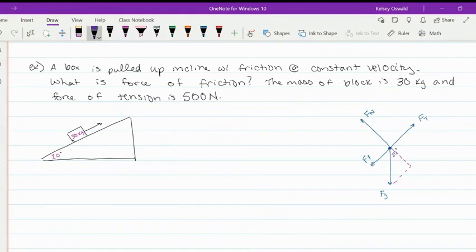Okay, so we know force of gravity always points straight down, and normal force is always going to point perpendicular to our surface. Here, it looks up and to the left.